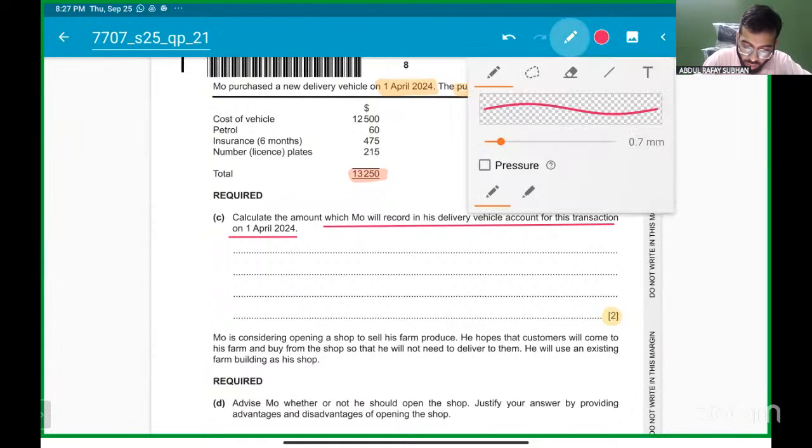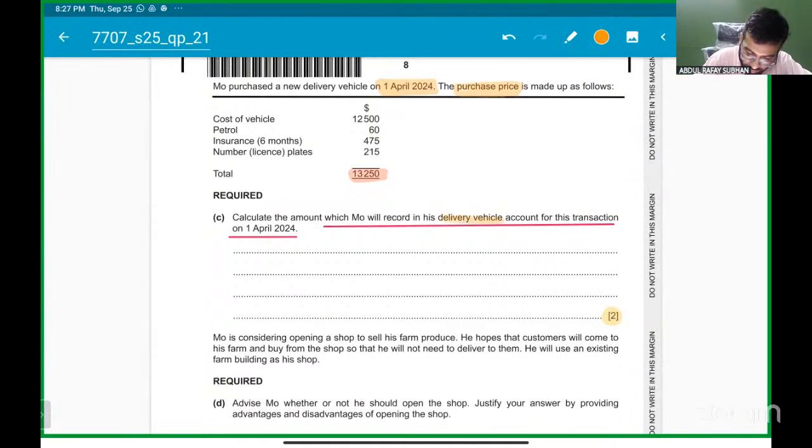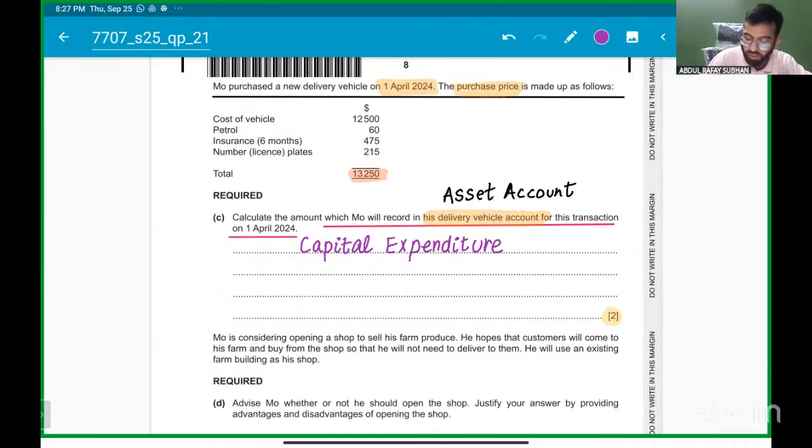You have to only record, students, the amount which is basically the capital expenditure. Delivery vehicle account, students, once you read the question, you should realize, sir, it's an asset account, and an asset account will only record capital expenditure. Basically, they are trying to test your knowledge of the concept of capital expenditure. Do students know how to differentiate between capital expenditure versus revenue expenditure? This is just for helping purposes. You don't need to have this. You don't have to write down capital expenditure.